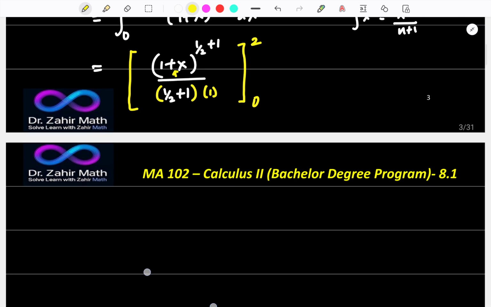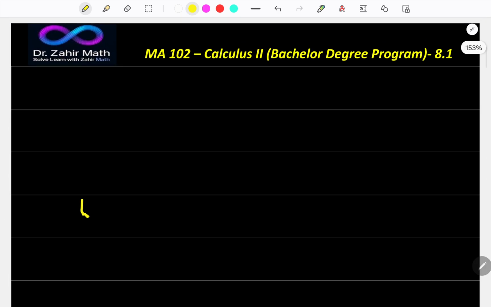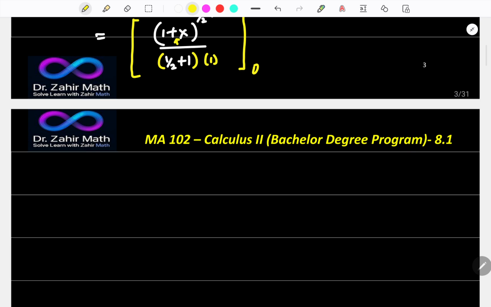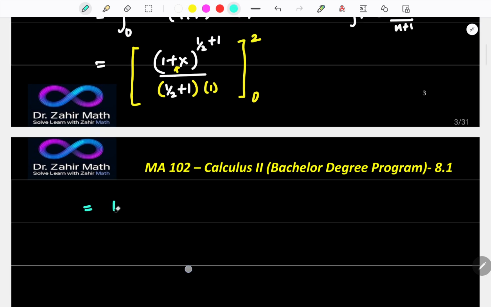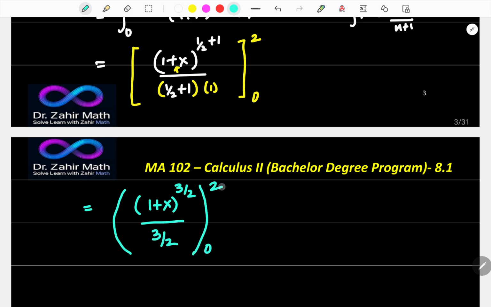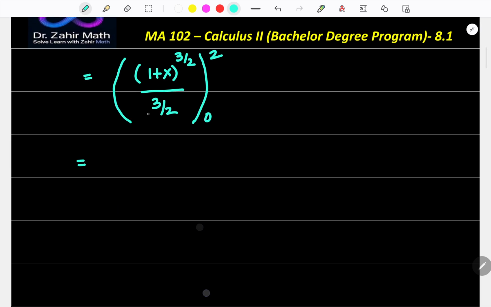So this is equal to, wait, this is half plus 1, which is what? 3 by 2. So this is (1 plus x) to the power of 3 by 2 divided by 3 by 2, and the limits are what? 0 to 2. So this equals 3 by 2, I'm going to take it up as a flip, so 2 by 3, and then (1 plus x) to the power of 3 by 2. And the limits are what? Which is 0 to 2.